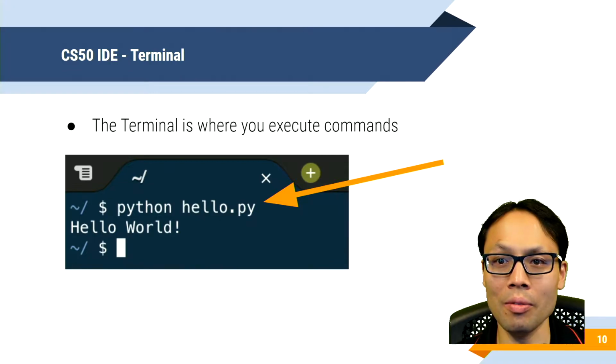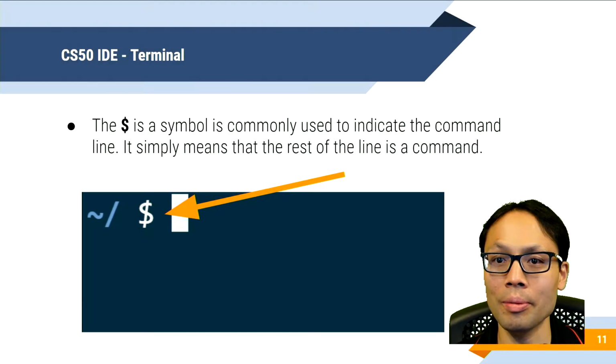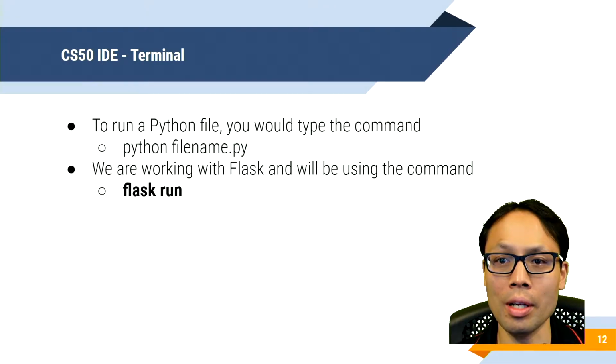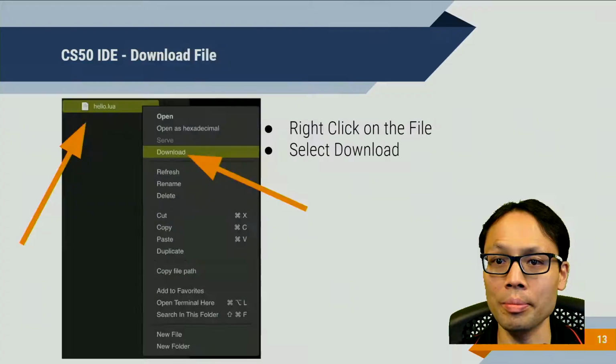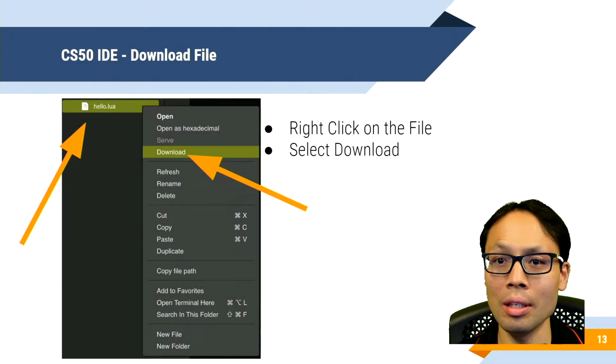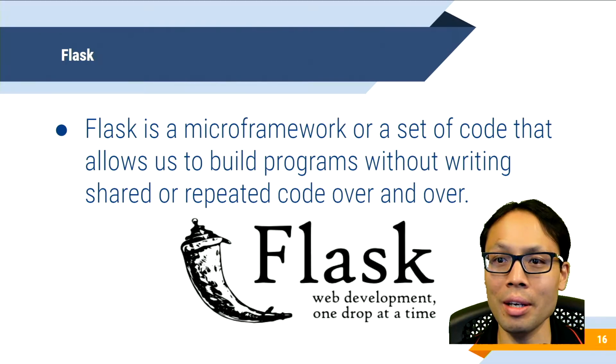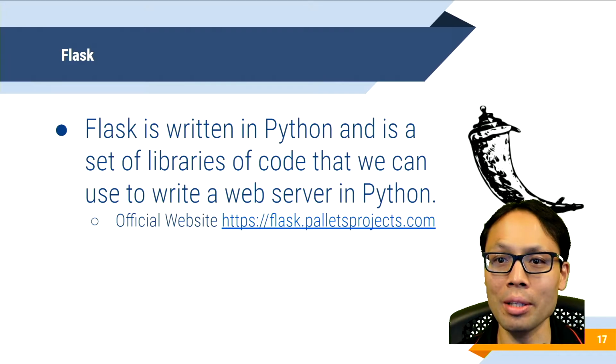To execute a Python file, you would type in python space and the file name, in this case hello.py, and you would get some output. So the $ sign just means that the command is to the right. And again, to run Flask, you would run the command flask run from the directory that you're working from. To download a file, select the file. Fourth option down is going to be download. And happy coding.